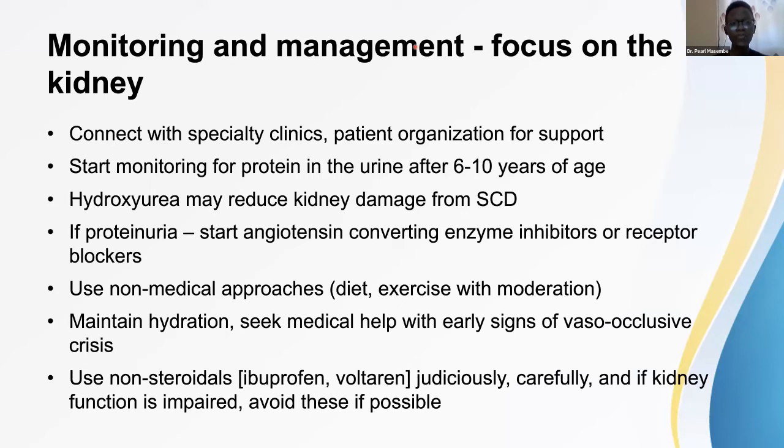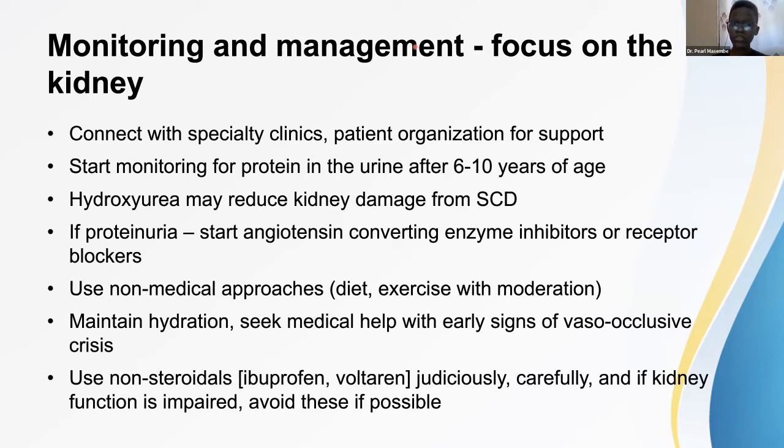Hydroxyurea can be used to reduce kidney damage from sickle cell disease. If there is proteinuria, it's best to start angiotensin converting enzyme inhibitors or receptor blockers. These are protein protective, especially if you're having proteinuria. We should use non-medical approaches like a change in diet and exercise with moderation. These are all beneficial to children with sickle cell disease.